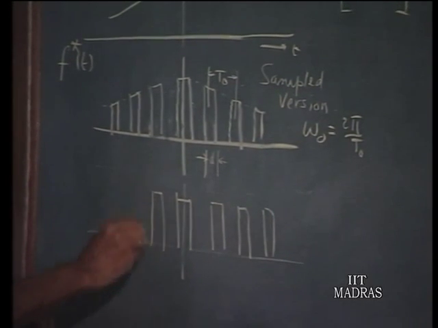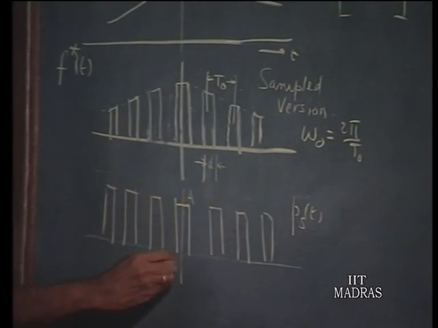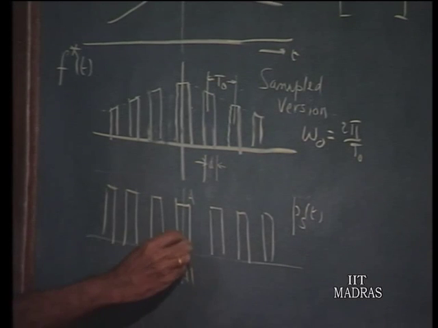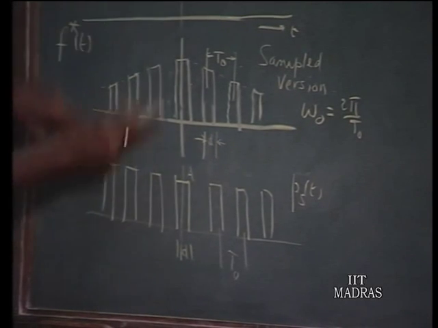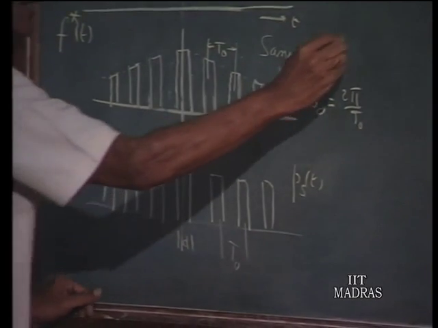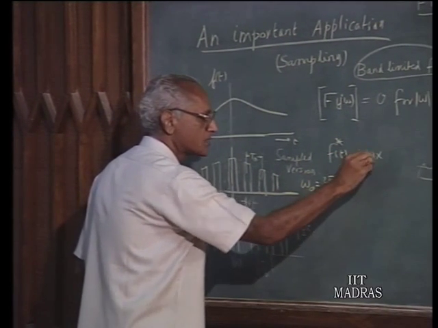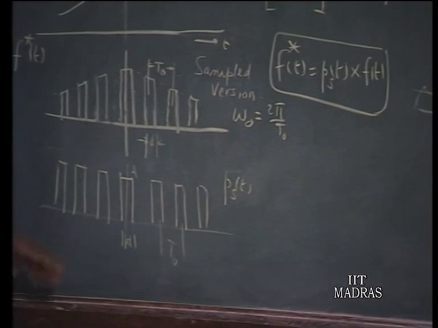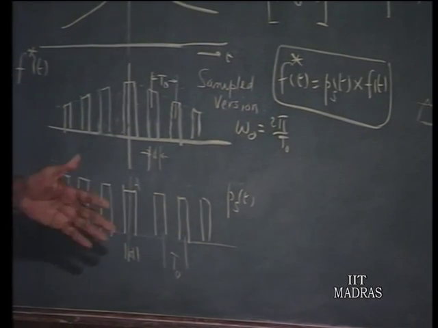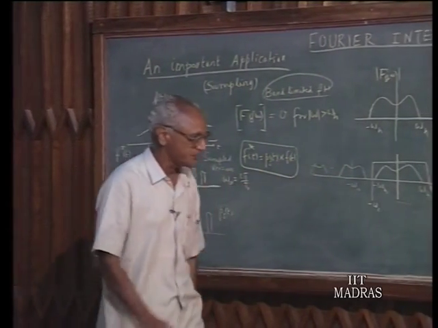So, if you have a pulse train of duration d, we will call this Ps of t, let us say for the sake of generality an amplitude a, duration d, and period t naught. If you multiply f of t by this pulse train, you get f star of t. So, f star of t is Ps of t, the pulse train, times f of t. Then we can find out the Fourier spectrum of f star of t. We will go to the mathematics now and show that this is indeed the type of spectrum that you get for f star of t. Let us see.